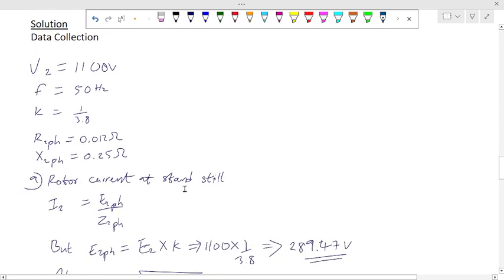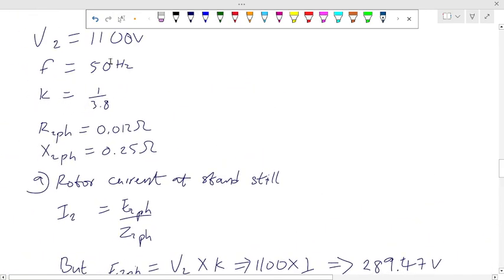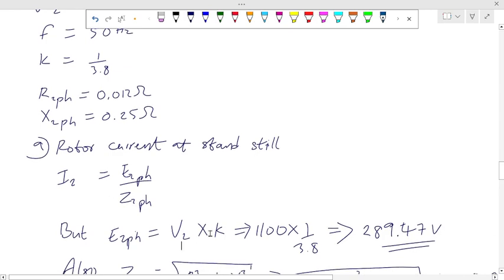So the first thing we are determining is the rotor current at standstill. So this is of course rotor current. And note, at standstill slip equals 1. So we just solve like that because slip equals 1 at standstill. So I equals this over this. I explained how we got this formula using Ohm's law just now. Then E2 per phase, this should be V2, which is what we have here. So we are multiplying it by the transformation ratio.